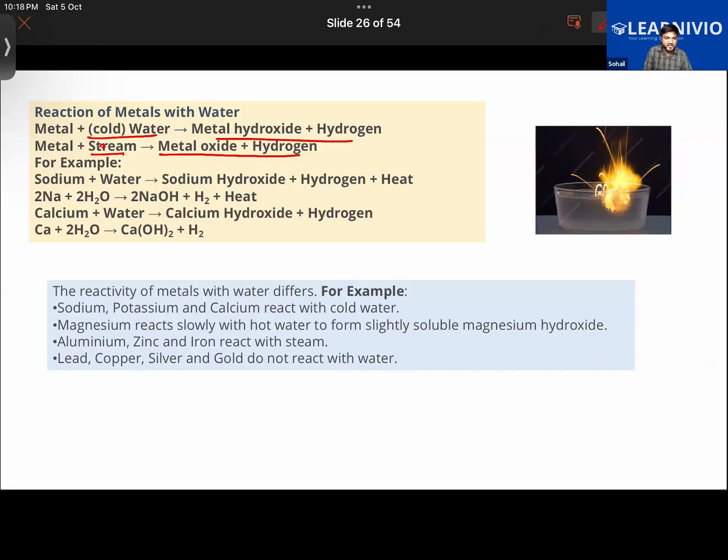Further, the reactivity of metals with water differs. Sodium, potassium, and calcium will react even with cold water because they are very reactive metals. Magnesium will react slowly with hot water to form slightly soluble magnesium hydroxide. In the case of magnesium, it will react slowly, not vigorously. Further, aluminum, zinc, and iron will react with the steam, that is, with the hot water. Then we have the example of lead, copper, silver, and gold. They do not react with water at all. Hope this much should be clear to you.